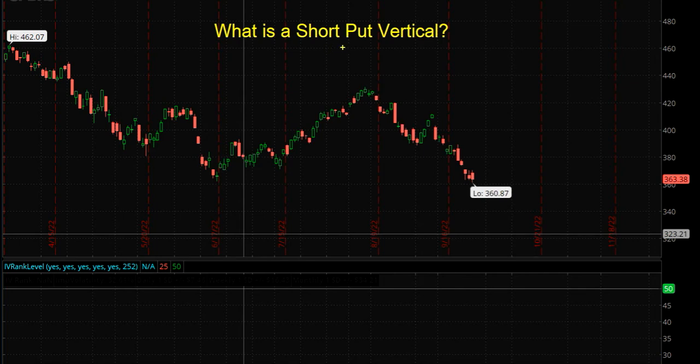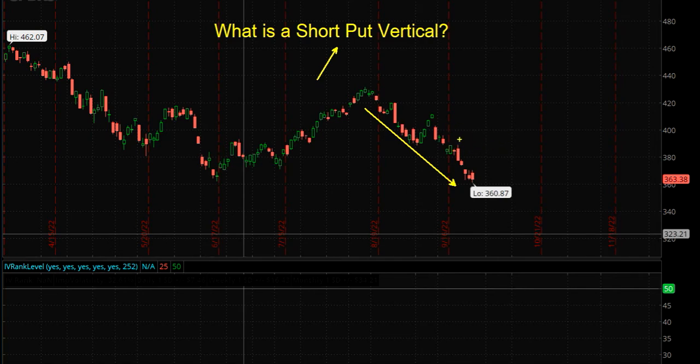So a short put vertical is something we do if we believe the stock price is going to go up. In this case you can see it's been trending downwards. So if we're going to do a short put vertical, that means we are a contrarian. We believe the stock price from here is going to probably turn around and bounce back up. That would be a contrarian way of looking at this.